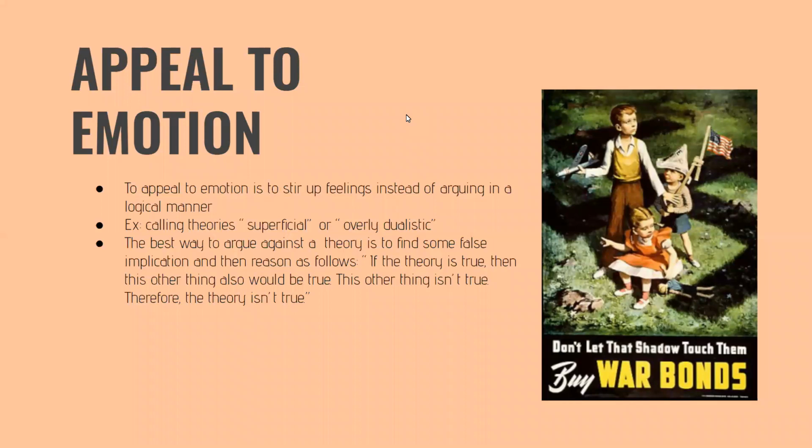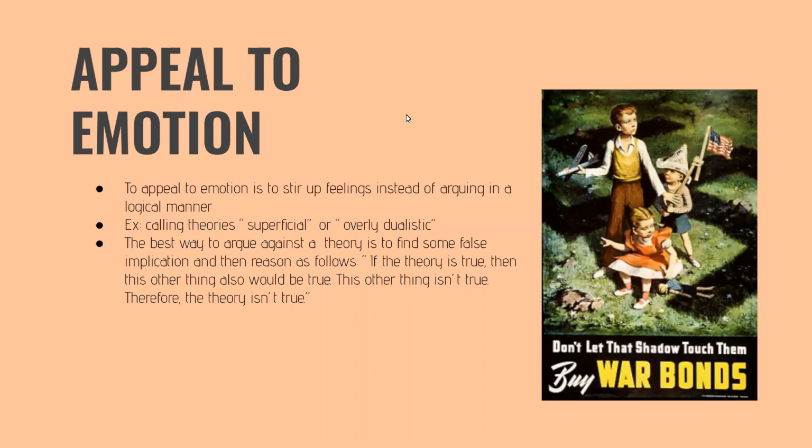It's important to avoid emotionally slanted terms when we reason. To appeal to emotion is to stir up feelings instead of arguing in a logical manner. Students, when asked to argue against a theory, often just describe the theory in derogatory language. So a student might dismiss Descartes by calling his views superficial or overly dualistic. But such verbal abuse doesn't give any reason for thinking a view wrong.